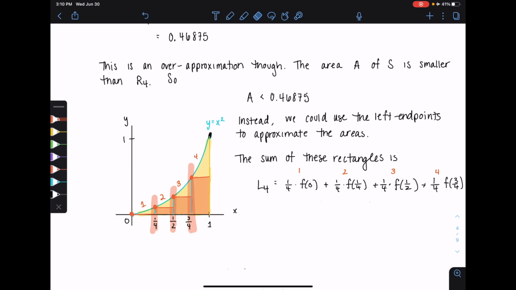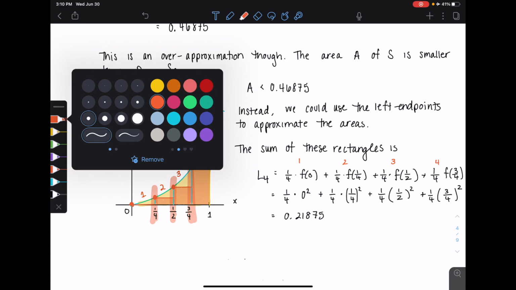Okay. So evaluating our function at the left end points would give us 1/4 times 0 squared, 1/4 times 1/4 squared, 1/4 times 1/2 squared, 1/4 times 3/4 squared. And so you can plug that into your calculator to see this would be 0.22 roughly.